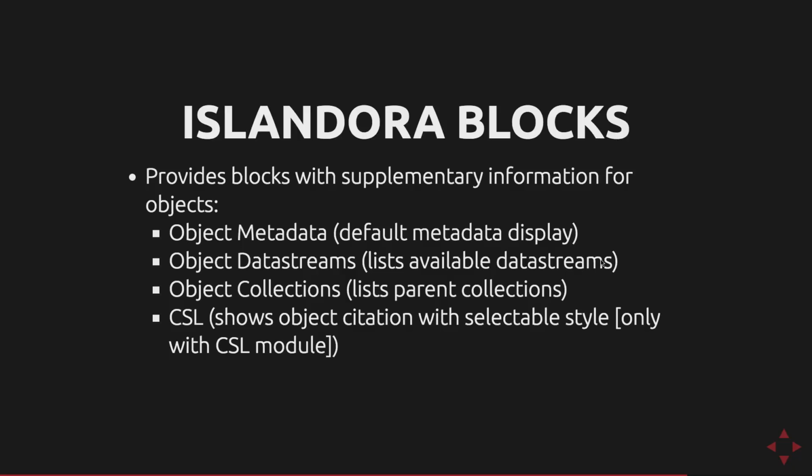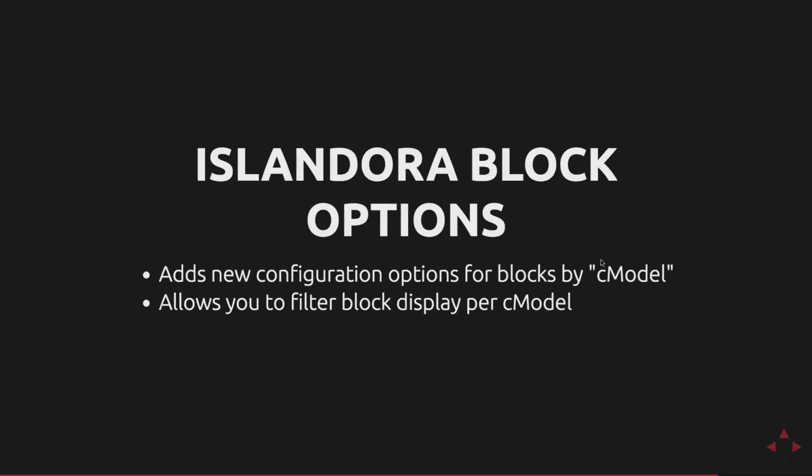So that was the first one that we tackled. The second one was to give us more power when we were configuring where blocks should show up. So we made a module called Islandora Block Options. And essentially what this one does is add new configuration options for blocks that allow you to filter when it displays based on the C model that you're looking at.